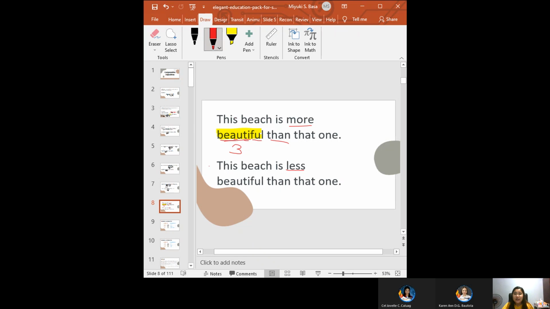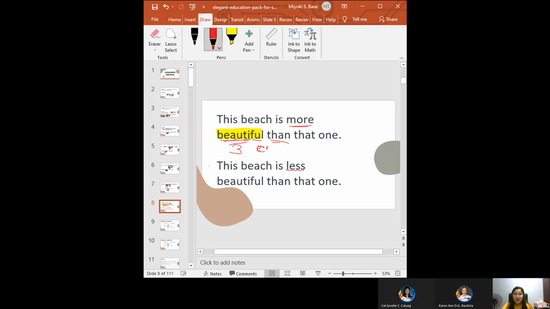Okay, so I will repeat the fifth rule. Okay, guys. Our fifth rule is that when the adjective has three syllables or more, we will not add the suffix er. Instead, we will add the word more and the word than to make it a comparative adjective. Are we clear?